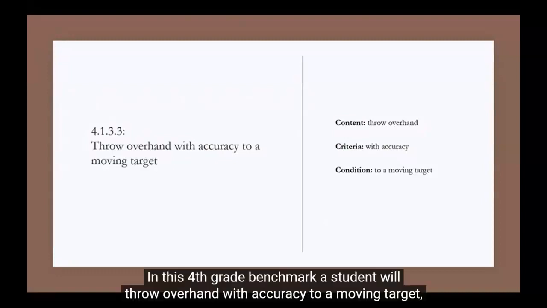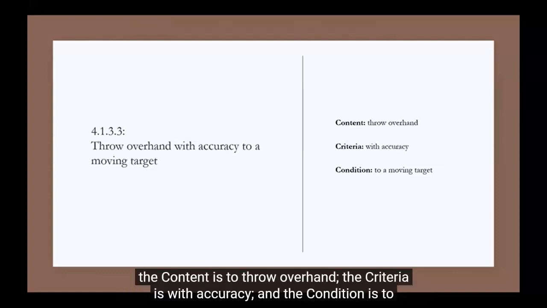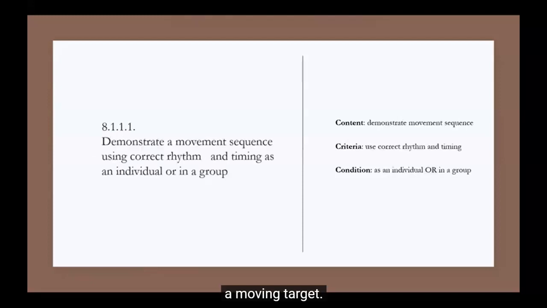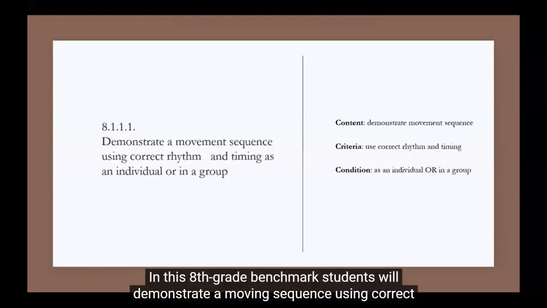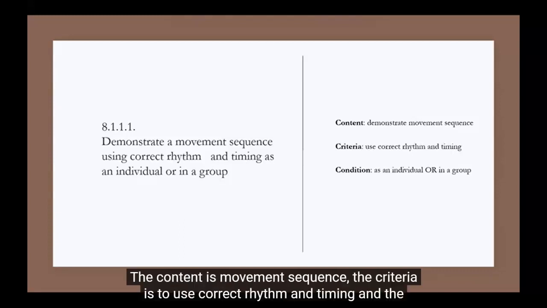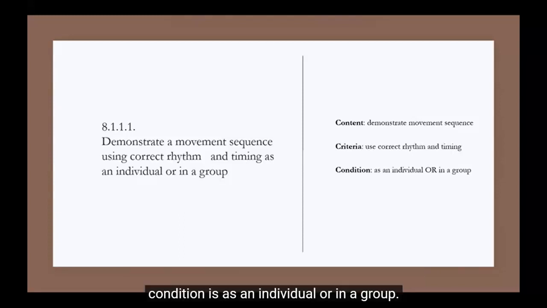In this fourth grade benchmark, a student will throw overhand with accuracy to a moving target. The content is to throw overhand. The criteria is with accuracy, and the condition is to a moving target. In this eighth grade benchmark, students will demonstrate a moving sequence using correct rhythm and timing as an individual or in a group. The content is the movement sequence. The criteria is use correct rhythm and timing, and the condition is as an individual or in a group.